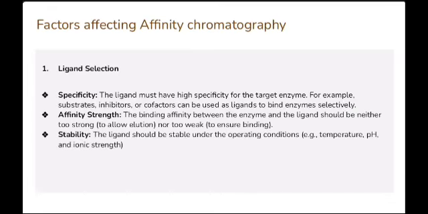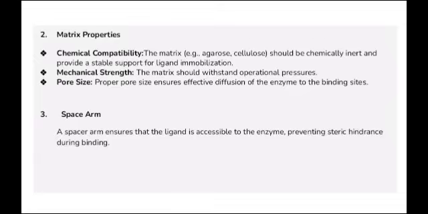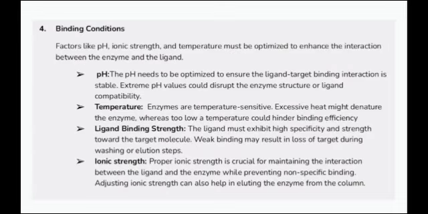Factors affecting affinity chromatography. Several factors influence the efficiency of affinity chromatography. Ligand selection is crucial. The ligand must be highly specific, stable, and have the right binding strength. Matrix properties also matter. The matrix must be chemically stable, have the right pore size, and allow smooth flow. The spacer arm must provide the right distance for accessibility. Binding conditions such as pH, ionic strength, and temperature need to be optimized.